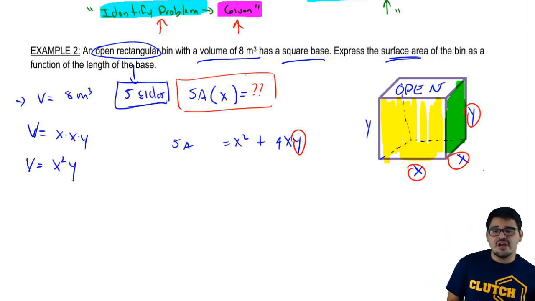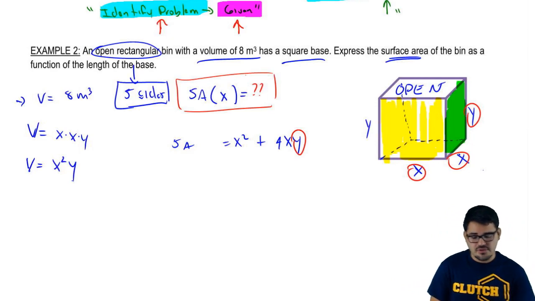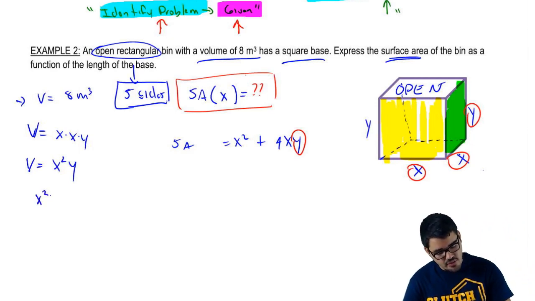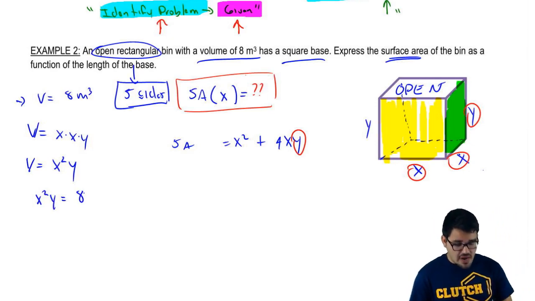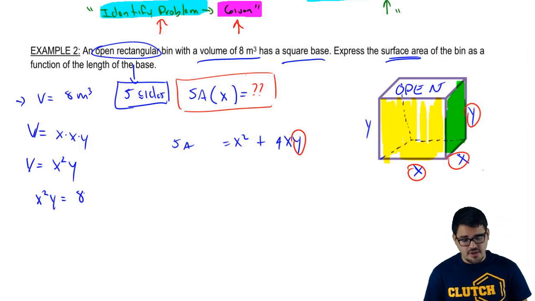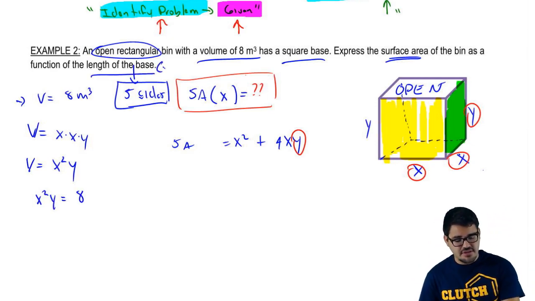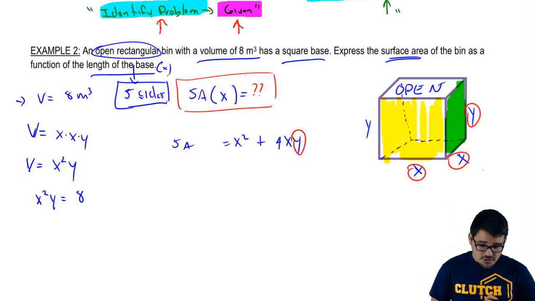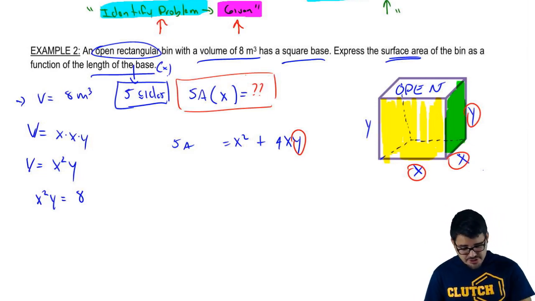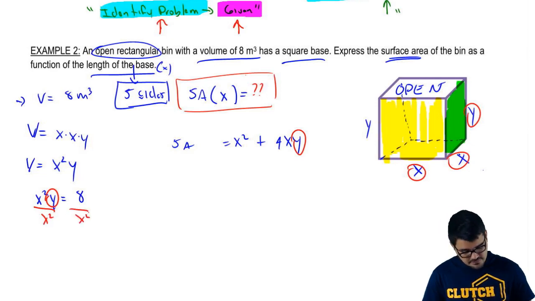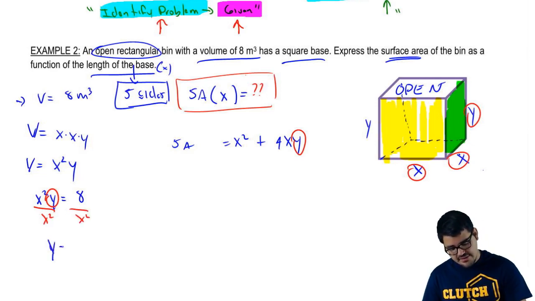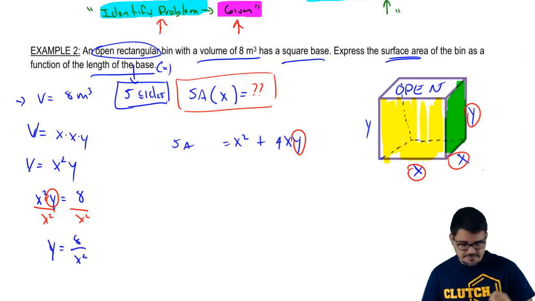Since we have the equation now, we can set it equal to the number, which is that x squared y is equal to 8 meters cubed. So the idea is that we have to solve for y as a function of x, because x is the length of the base. So all we need to do is leave the y by itself. I'm going to divide both sides by x squared, so I'm going to have y is equal to 8 over x squared.